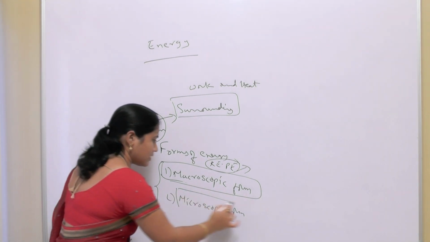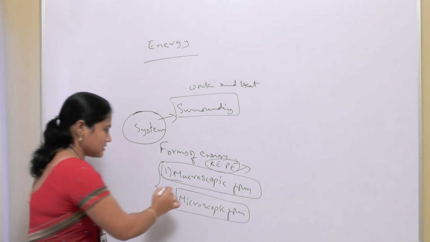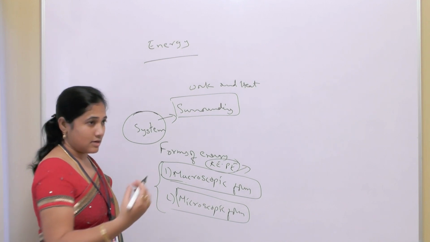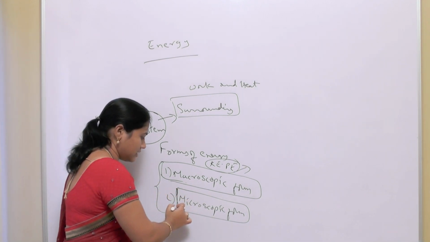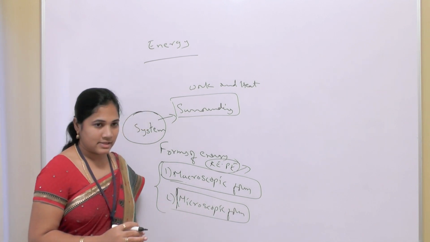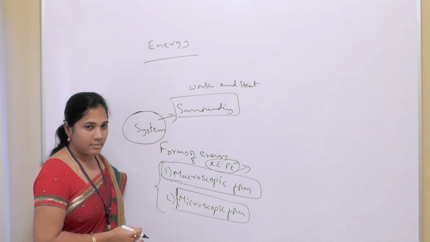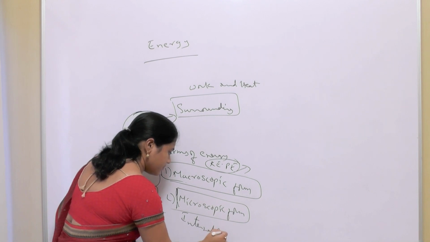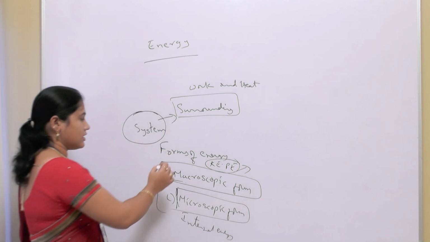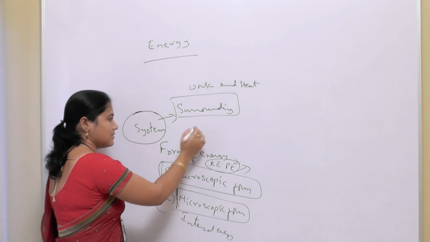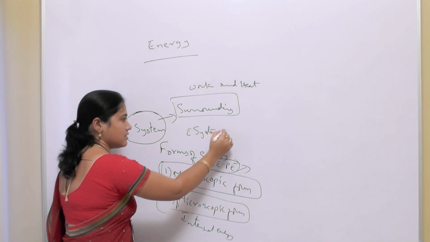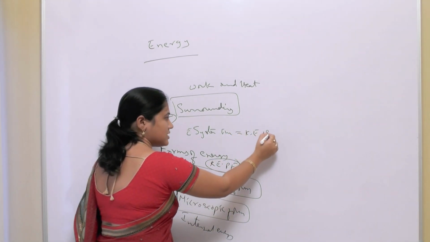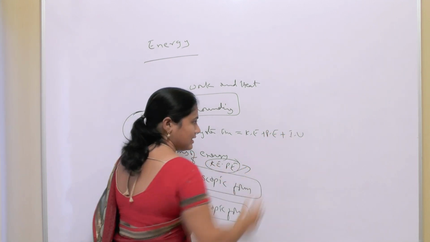But the microscopic form means the matter consists of various molecules. Every molecule has some energy, that is, some energy is internally stored. That type of energy is called internal energy. Therefore, the system energy is this macroscopic and microscopic: the kinetic energy plus potential energy plus internal energy.